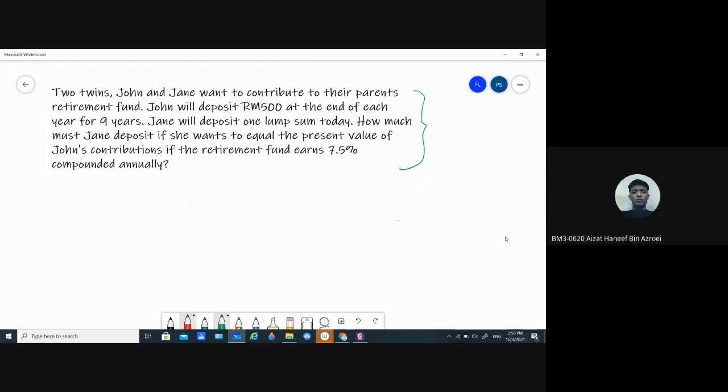Ordinary. Why ordinary? Yes, ordinary, because it is the end of each year, at the end of each year. So we know this is an ordinary annuity. Okay, so we are going to use the ordinary annuity formula. Which formula are we going to use? There are two formulas, right? One is for future value, one is for present value. Which formula are we going to use?